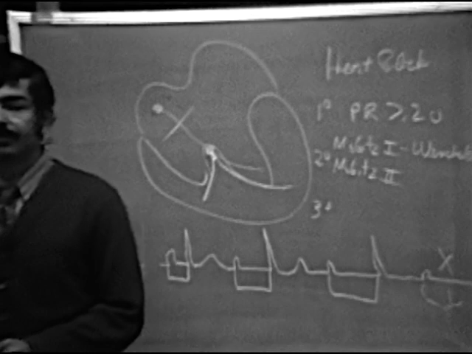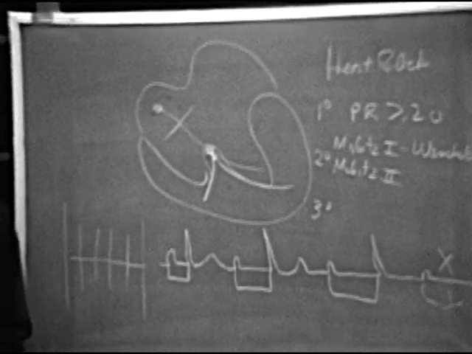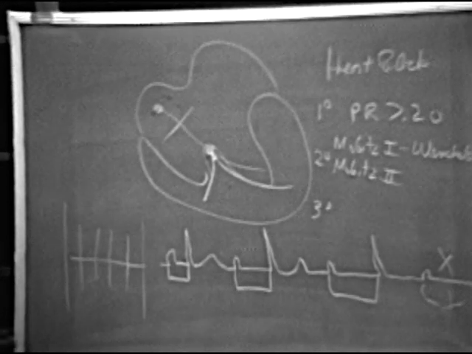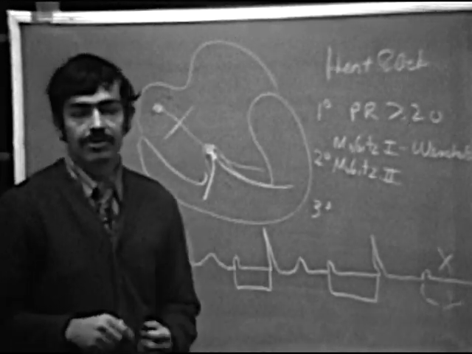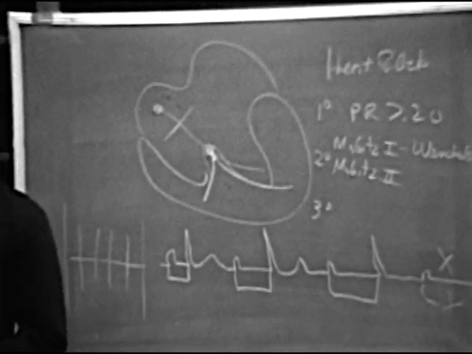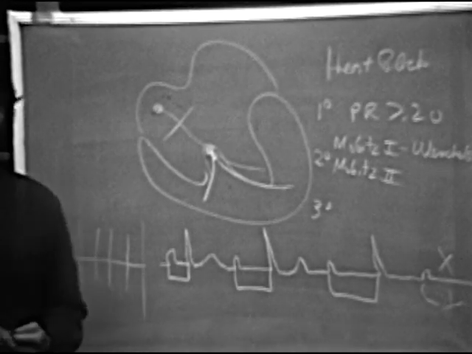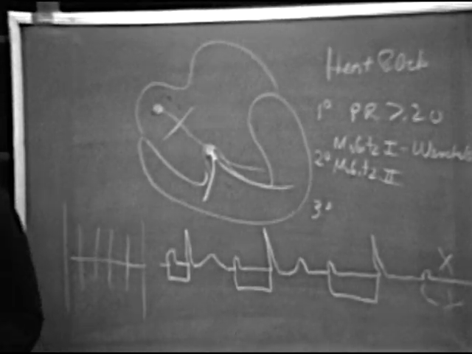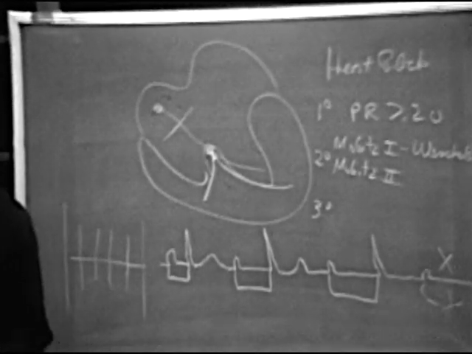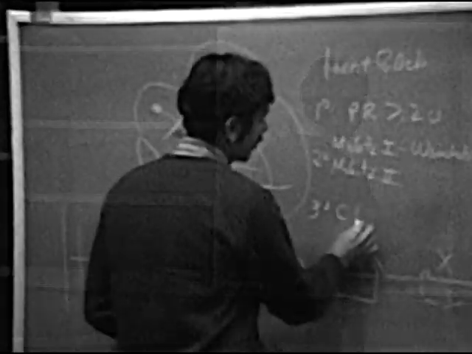What's Mobitz 2? Okay, it's usually a fixed PR interval associated with intermittent dropping of beats. And it can be a 3 to 2, a 3 to 1, 2 to 1, 4 to 3, any type of ratio, but the PR remains usually fixed. Okay, and then what's third degree heart block? That's complete heart block.